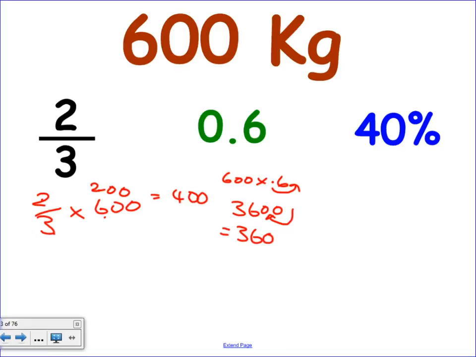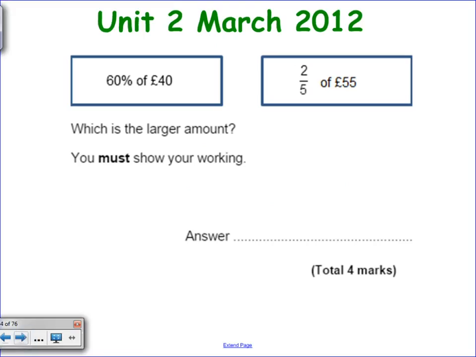And then finally, if we're working out a percentage of an amount, we've got the 10% rule, which says 10% is 60, multiply it by 4, so 40% is 240. So if you get a question that involves a fraction of an amount, a decimal of an amount, or a percentage of an amount, you've now got processes for working out all three. Okay? Don't let them throw you.